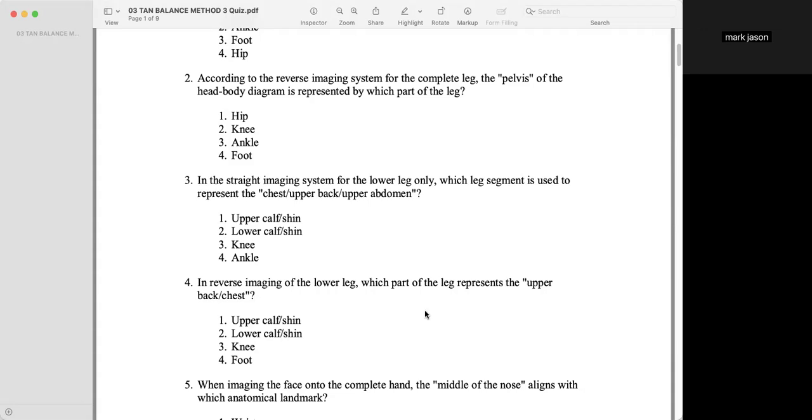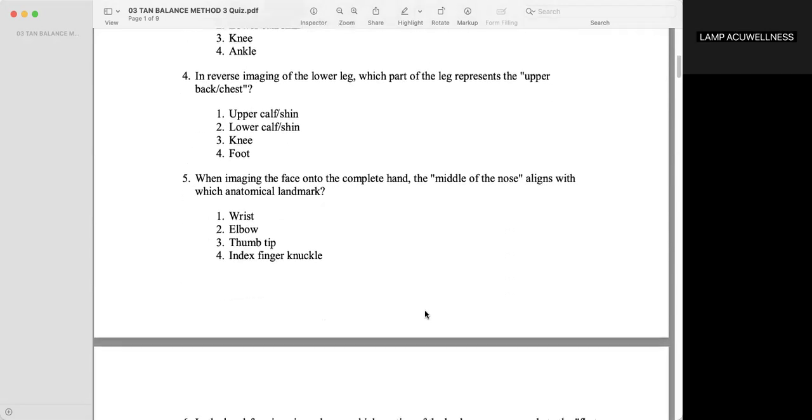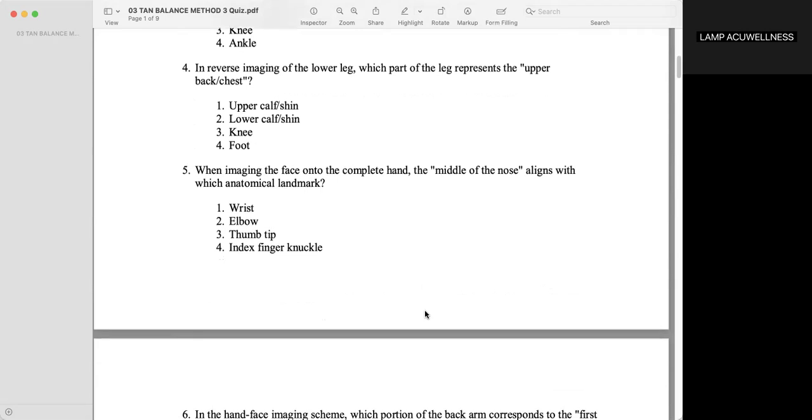Hip. Number 1. In the straight imaging system for the lower leg only, which leg segment is used to represent the chest, upper back, upper abdomen? The upper calf shin. In reverse imaging of the lower leg, which part of the leg represents the upper back chest?